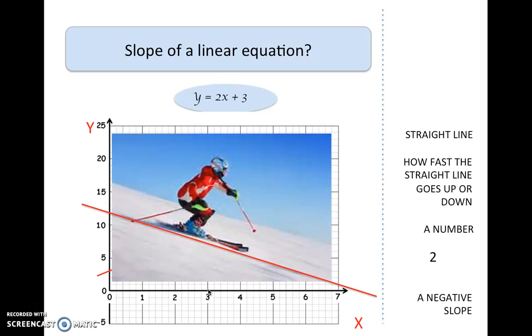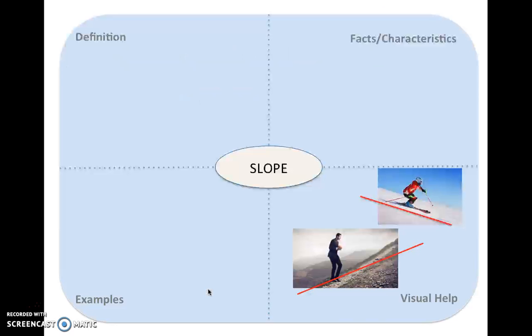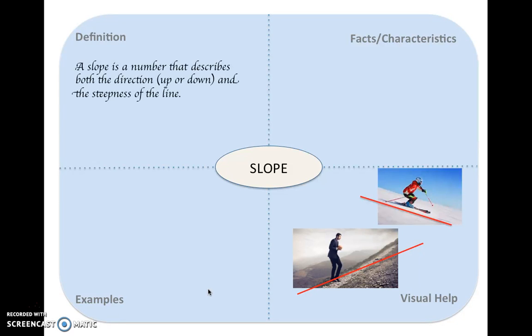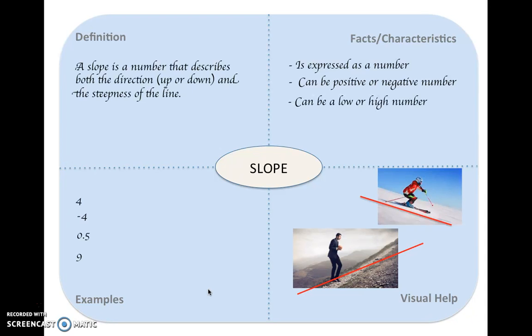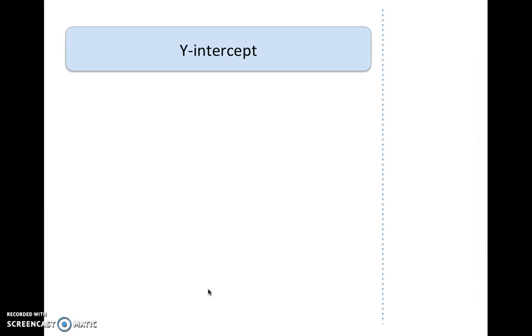Tomorrow we will learn how to calculate the slope of a linear equation. Today I'm just focusing on the terminology. So let's put that in our index card. Slope is a number that describes both the direction, up or down, and the steepness of the line. Here are some examples. A slope is expressed as a number. It can be positive or negative. It can be low or high, steep or not so steep.